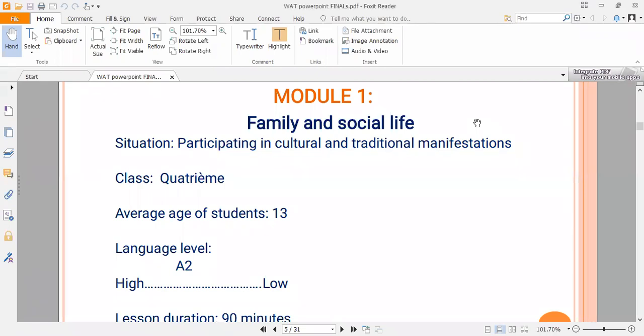Our lesson is drawn from the Cameroon syllabus, which is divided into 5 modules. We focused on module 1, which is the most important.